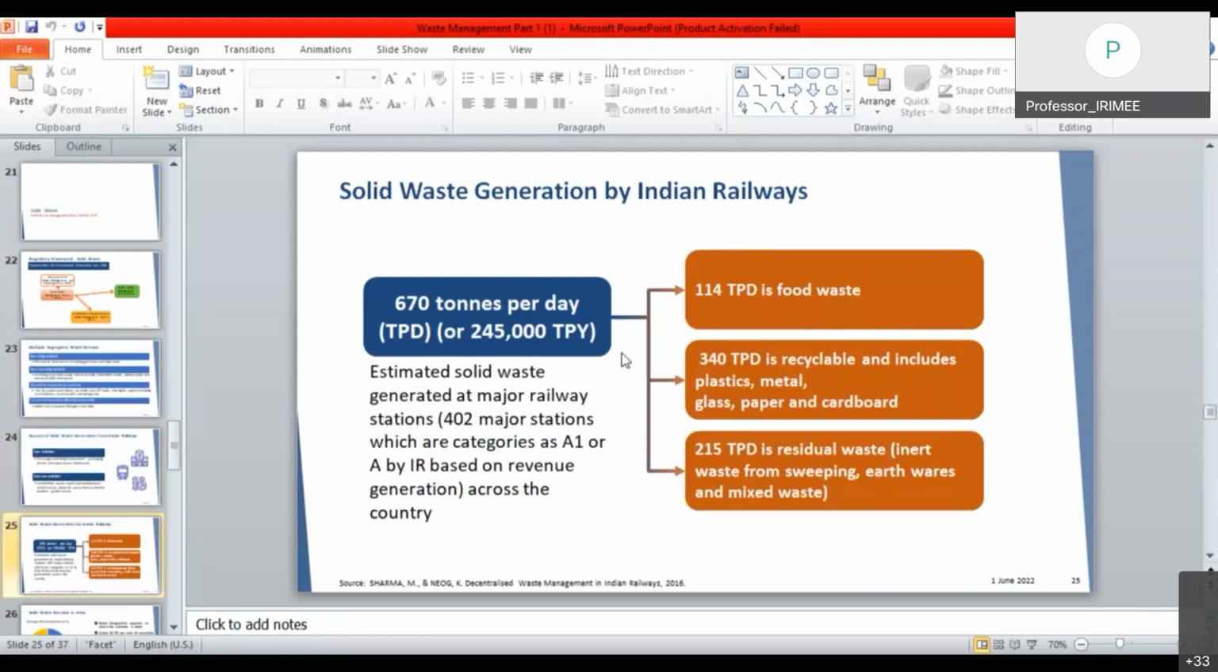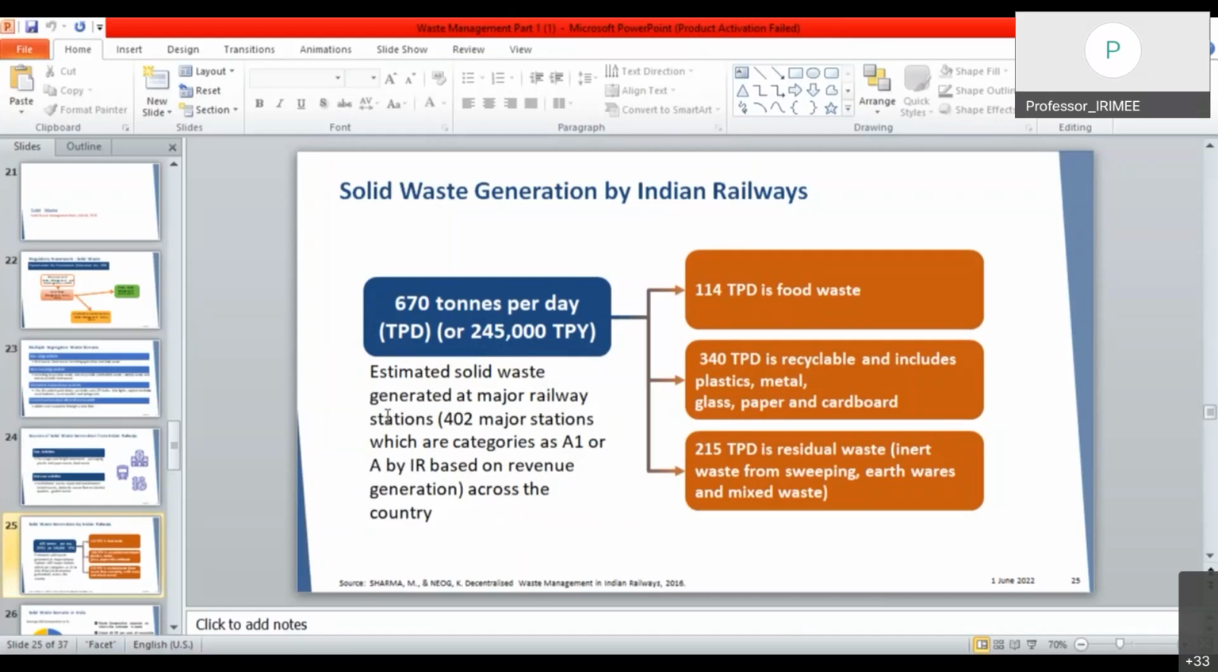Solid waste generation by railways per day: 670 tons per day of waste is generated, and per annum it comes to 2,45,000 tons. And this data is old data, this is not present data.